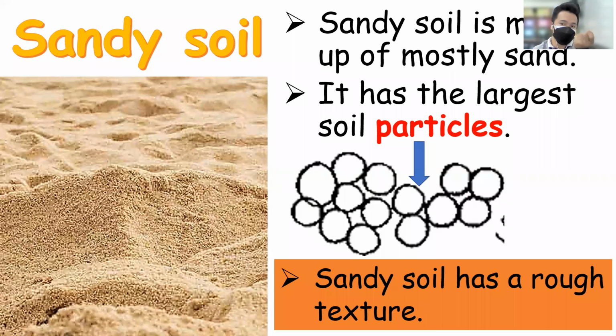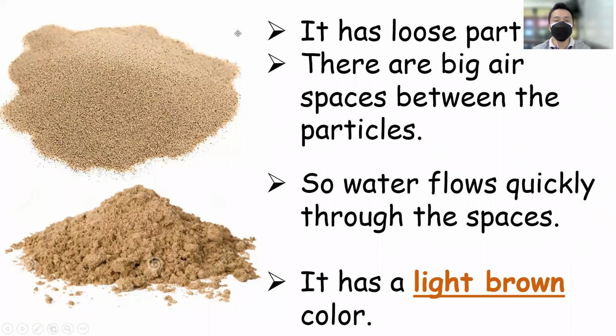If you try to do like this with your hands, the particles are big and huge. So sandy soil has a rough texture. Okay, rough texture. If you get some and rub it with your two hands, you can feel the roughness, the thick texture of sandy soil. Now another one here, sandy soil has loose particles and there are big air spaces between the particles. Yes, sir. So this is the thing that you have to remember.